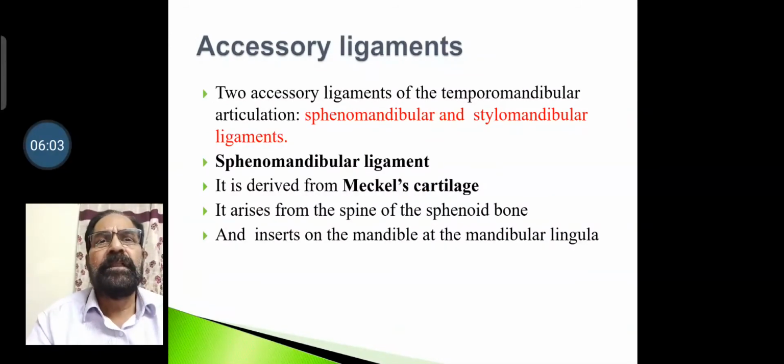Accessory ligaments. There are two accessory ligaments of the temporomandibular joint. They are the sphenomandibular and stylomandibular ligaments. The sphenomandibular ligament is derived from Meckel's cartilage. It arises from the spine of the sphenoid bone and inserts on the mandible at the mandibular lingula.